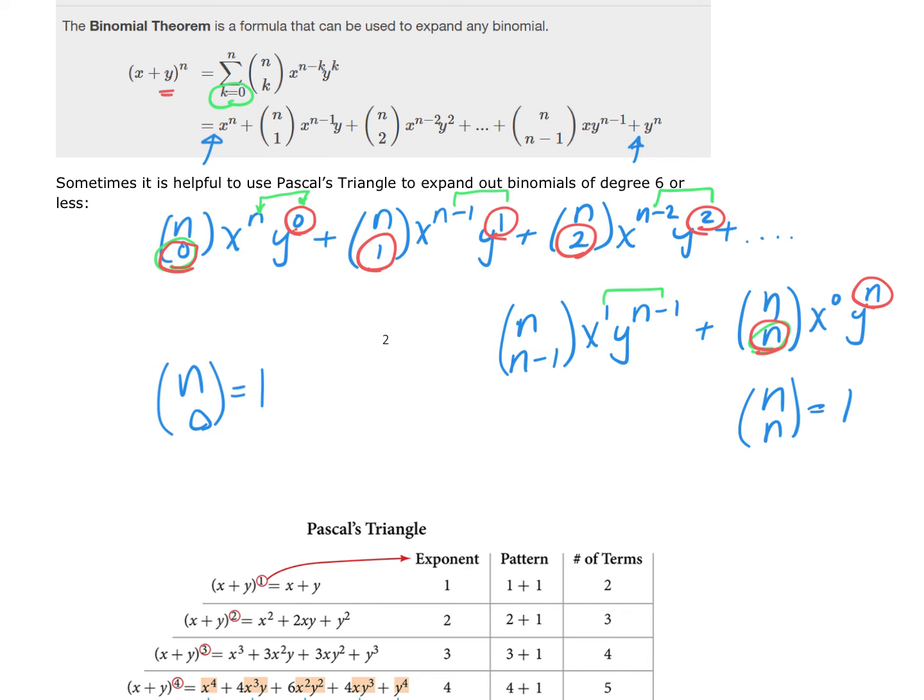1 plus n minus 1 is n. 0 plus n is n. So it's just structurally, I just like to see it using this formula. This one is totally fine. There's nothing wrong with it. I just prefer this other one so I can make those connections.